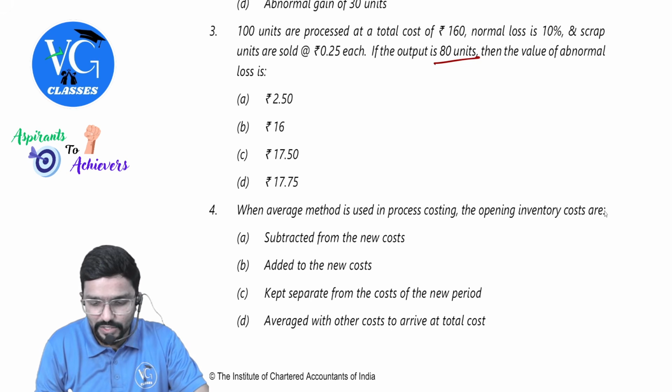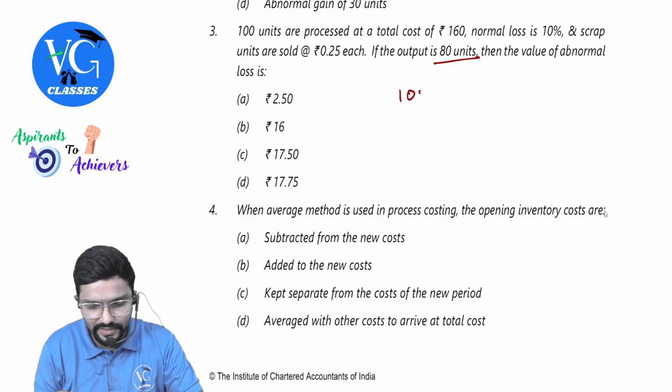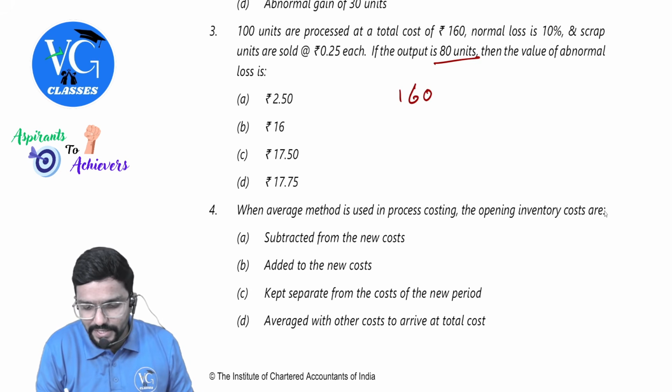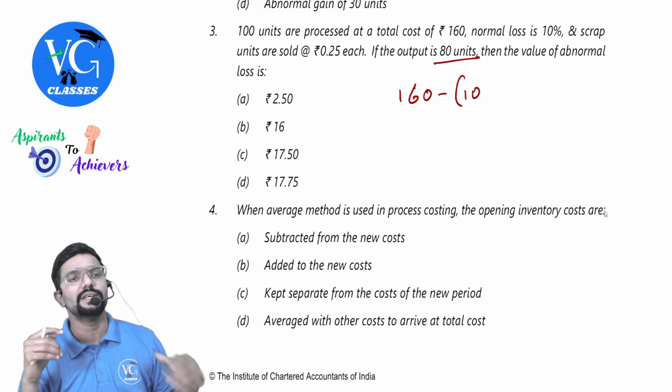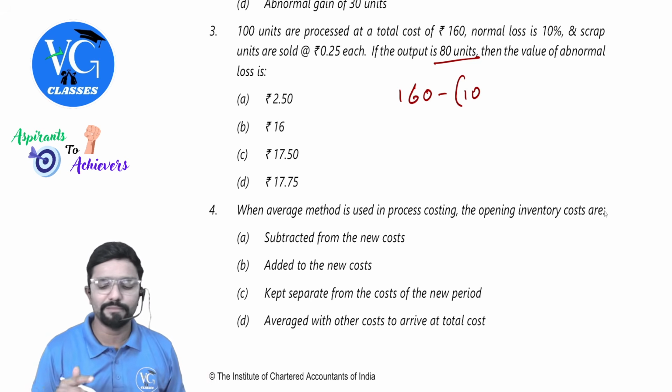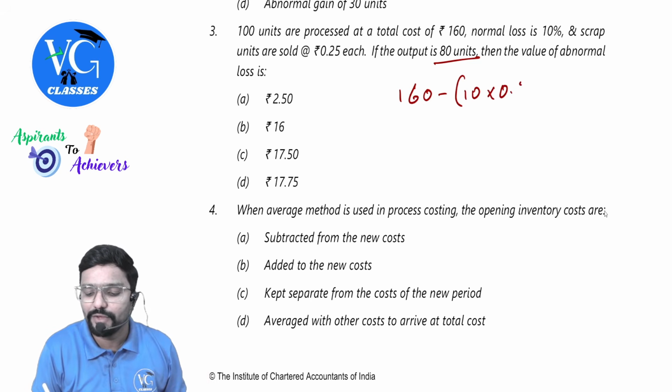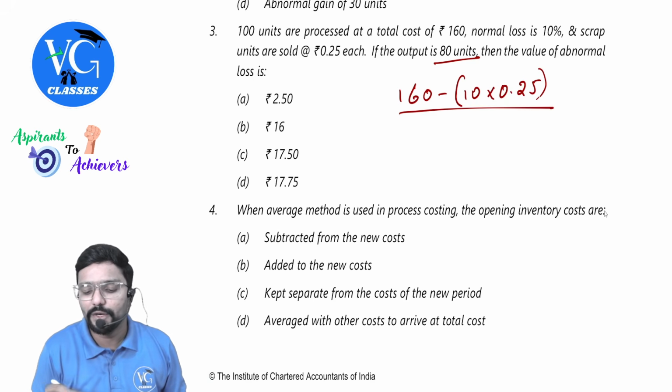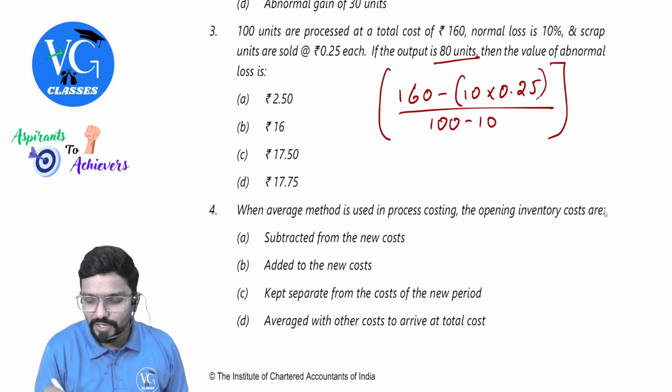So let us calculate the total cost first. 160 is already given, minus scrap value. How many units? 10 units. How did I get 10 units? 100 into 10%. Into what is the scrap value of it? 0.25. Whole divided by 100 minus 10. Okay. This is cost per unit.